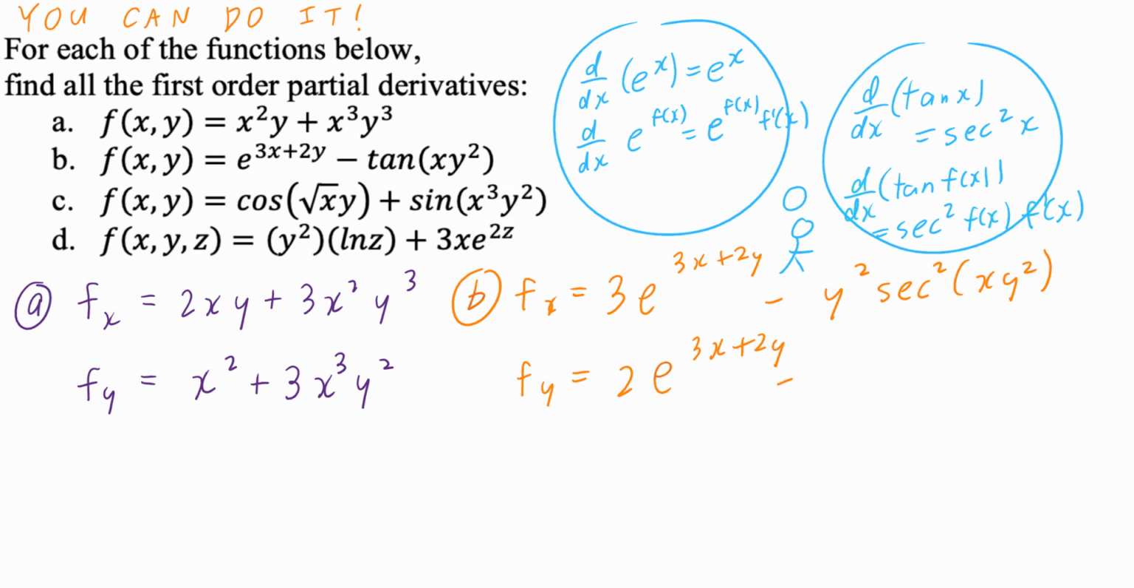Again, minus, when I take the derivative of tan of x y squared, that's going to be secant squared of x y squared times the derivative of x y squared. And again, when I differentiate y squared, that's going to be 2y, and I copy the constant x just like that.